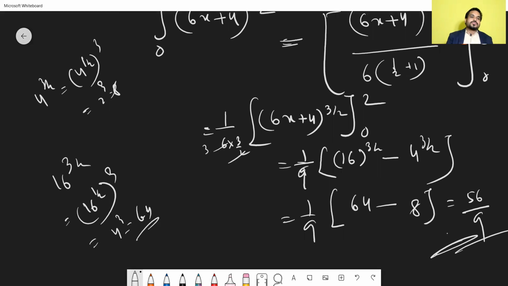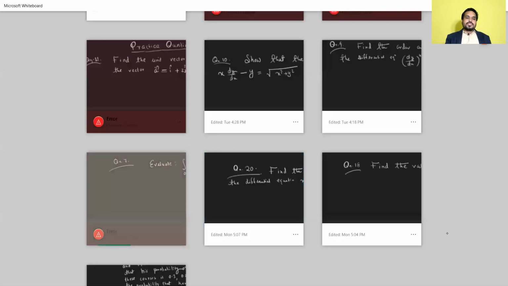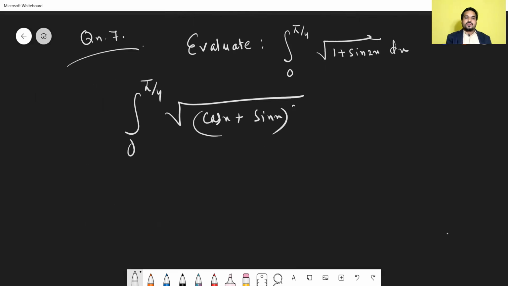So this question is solved. Now we come to question number 7. In question number 7, also one integration. Evaluate integration from 0 to pi by 4 square root of 1 plus sin 2x. Integration from 0 to pi by 4 square root of 1 plus sin 2x, the formula is what? Cos x plus sin x whole square dx equal to integration from 0 to pi by 4 cos x plus sin x dx.